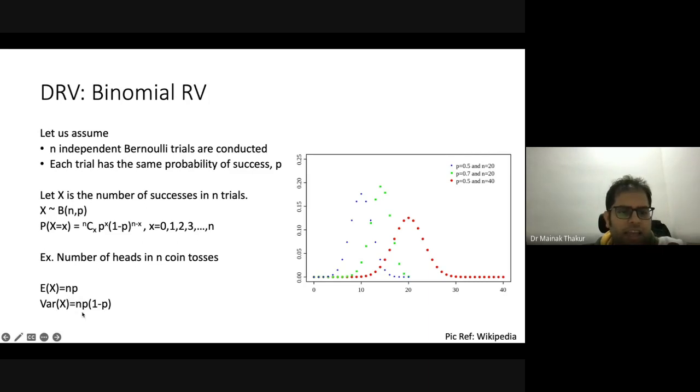Variance of X is np into (1 minus p), npq. Variance also is easy to calculate. 1 minus p is sometimes written as q. So I have told you npq or np into (1 minus p).